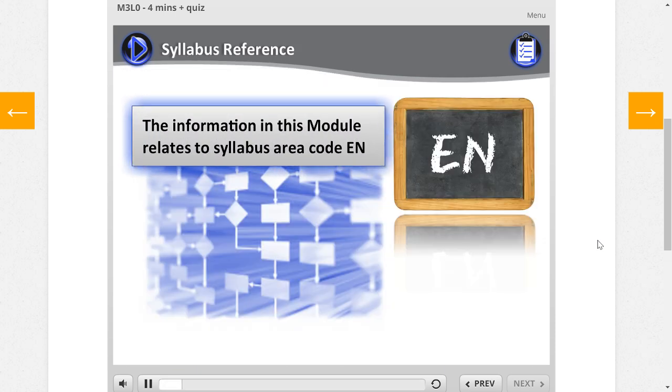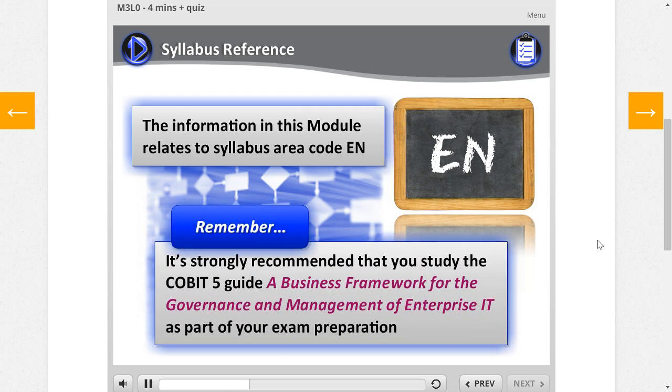The information in this module relates to the third part of the syllabus, Syllabus Area Code EN. Remember, it's strongly recommended that you carry out further reading in the COBIT 5 Guide, A Business Framework for the Governance and Management of Enterprise IT, as part of your exam preparation. You can use your syllabus document to identify areas in the guide for further reading as part of your self-study. The syllabus document is provided in your course download area.